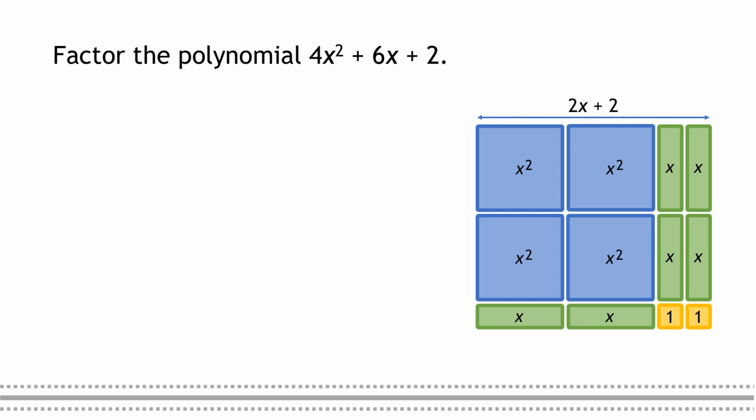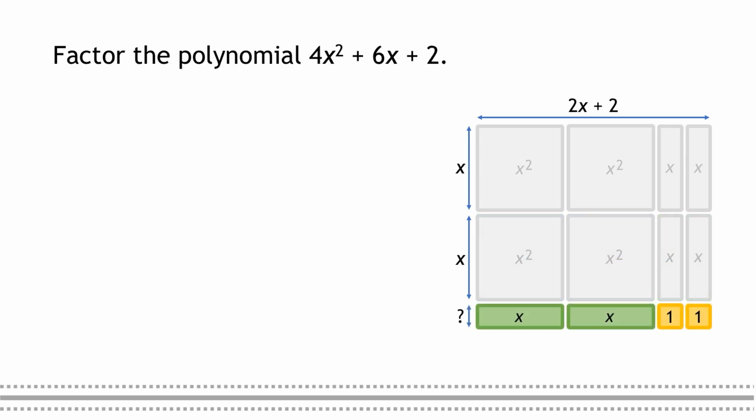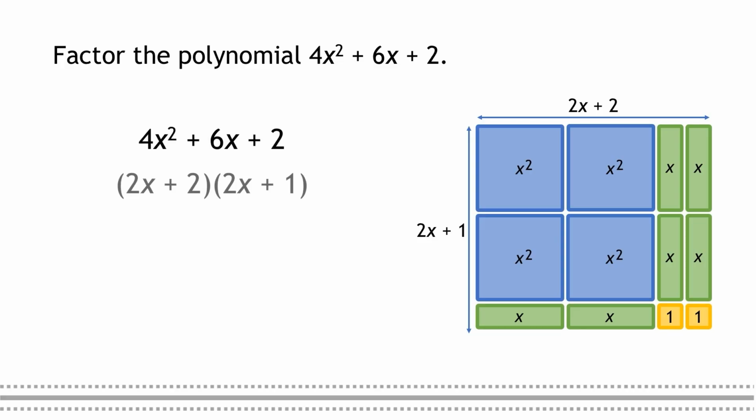What about the width? Let's look at each row. The first row has 2 x squared tiles and 2 x tiles. What is the width of this row? X. The second row is exactly the same. It also has a width of x. What about the third row? What is the width of these 2 variable tiles and 2 unit tiles in the last row? It's 1. So the width of the entire rectangle is 2x plus 1. That means 4x squared plus 6x plus 2 factors to 2x plus 2 times 2x plus 1.